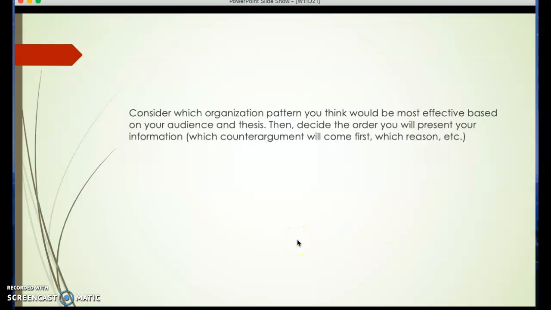So now that we've talked about those different examples, I want you guys to consider which organizational pattern you would think is most effective for your topic and your audience. And then decide what order you're going to present your information. So will the counter argument come first? Will your position come first? Do you need to do something like a claim of policy or solution where you first start off by establishing the problem and then state the solution and then state the counter argument?